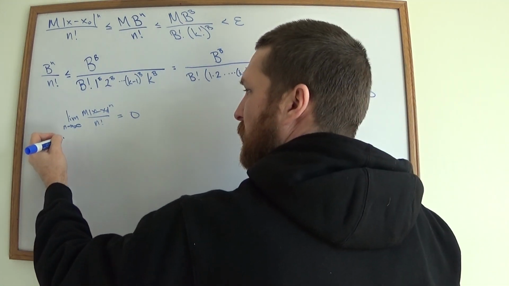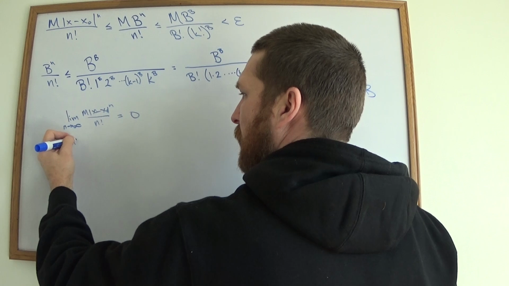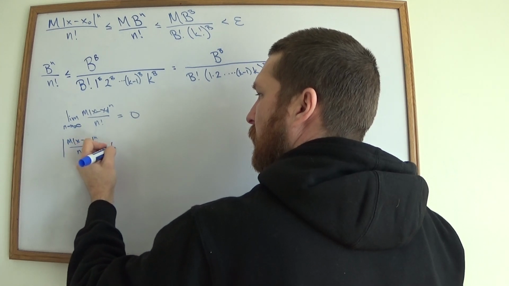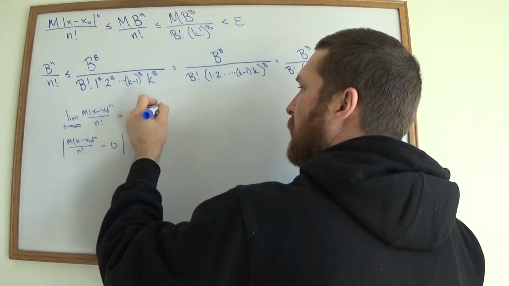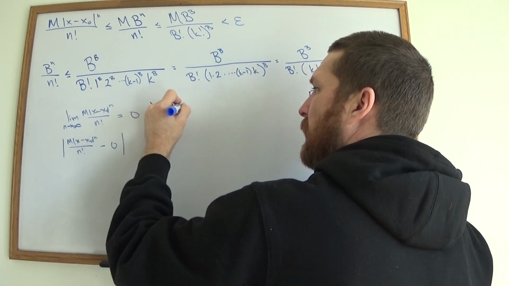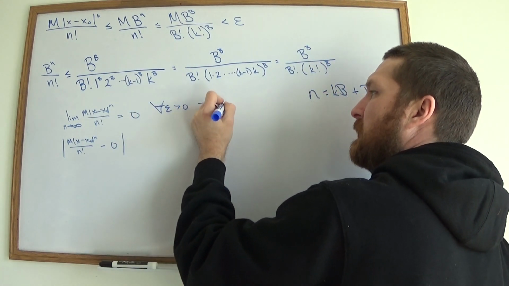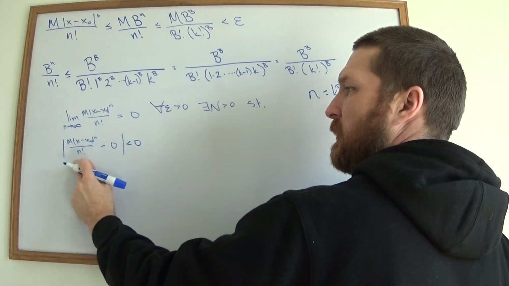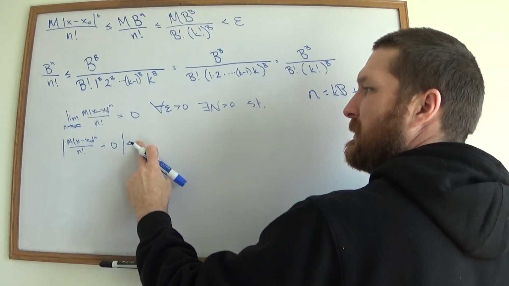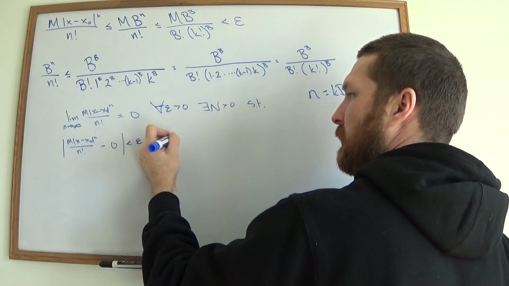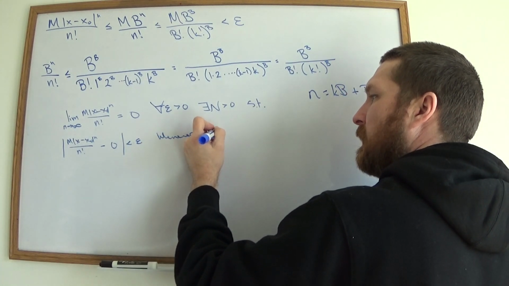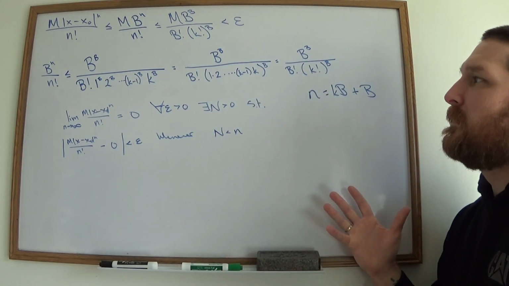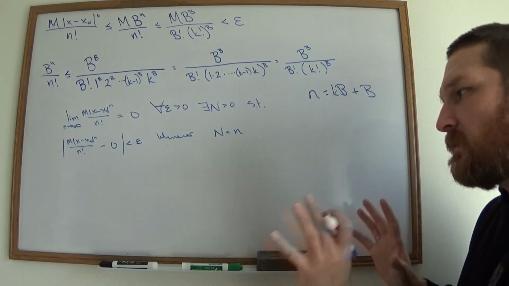In order to do that, we need to show that the absolute value, m x minus x0 raised to the n, we need to show that for any positive epsilon, there exists an N so that the difference between those is less than epsilon whenever little n is bigger than big N. We found a k. Okay, so let's kind of figure that out.